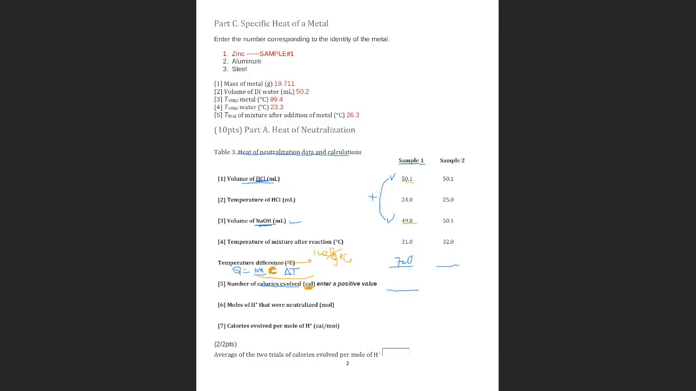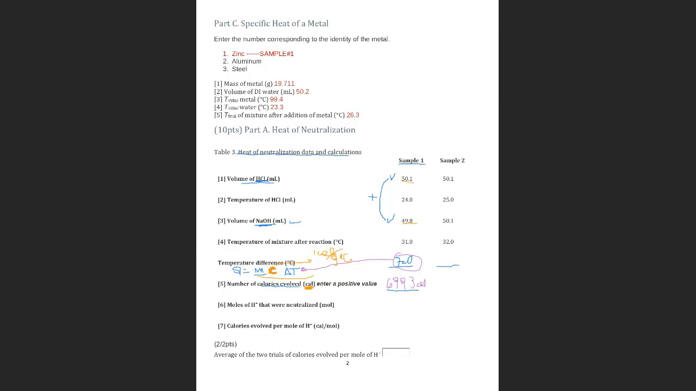And what is the delta T? We already calculated here. 31... 7. Right. We have M, we have C, and we have delta T. So number of calories evolved, that's what you are going to calculate. In my case, but you are going to have different numbers, it is 699.3 calories.